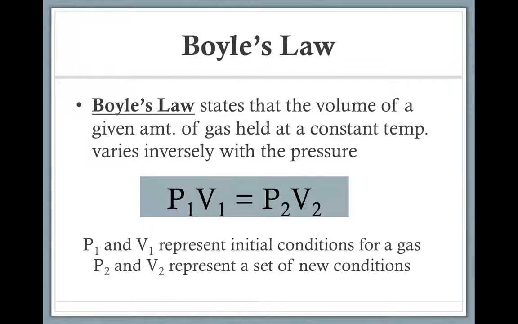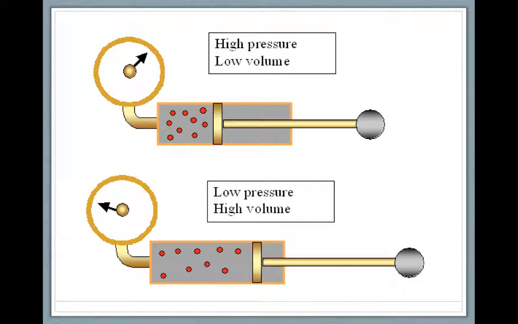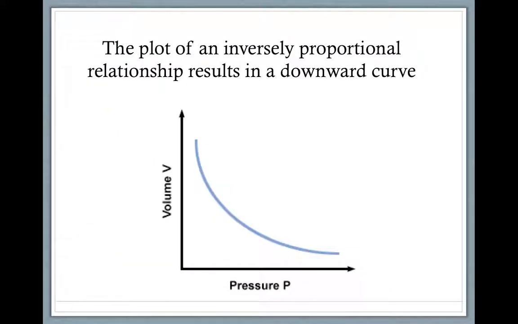You see the equation here is P1V1, which is the initial set of conditions, equals P2V2. And what you're going to do is get three of those four variables in a problem and then solve for the fourth one. This picture shows Boyle's law in action. When you have a plunger and the pressure is very high, the volume is very low. And when the pressure is low, the volume's high. So they are opposite. They're inversely proportional.